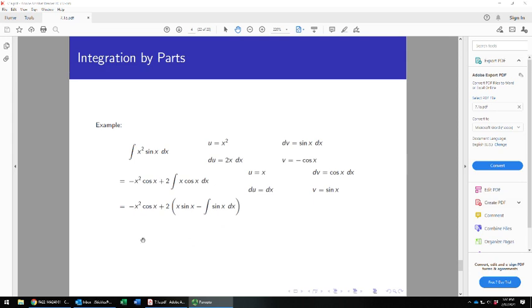Alright, but now we should be able to finish this off. And notice I made an error here. This should be a 2 cosine x right here. I forgot to distribute my 2. So this is minus x squared cosine x plus 2x sine x. And this should be a plus 2 cosine x. Should be a 2 right in front of this cosine, because again, like I said, it should distribute across, plus c.